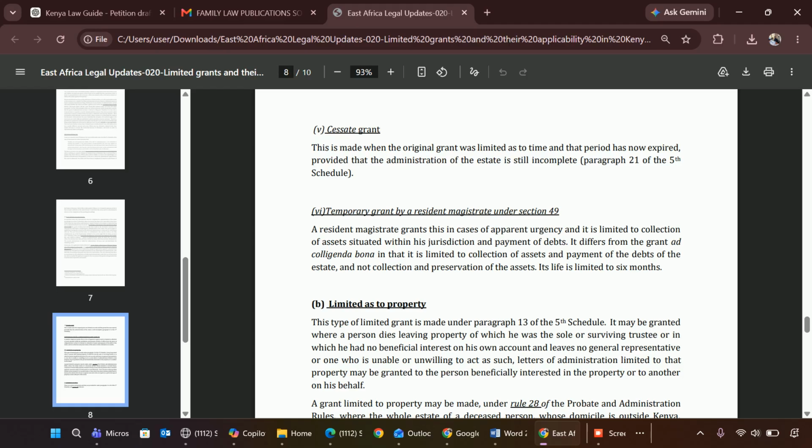Then there is a temporary grant by a resident magistrate under section 49. A resident magistrate grants this in cases of apparent urgency, and it is limited to collection of assets situated within its jurisdiction and payment of debts. It differs from the grant ad colligenda bona in that it is limited to collection of assets and payment of the debts of the estate, and not collection and preservation of the estate. Its life is limited to 6 months.